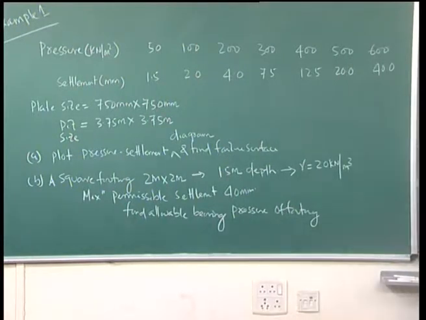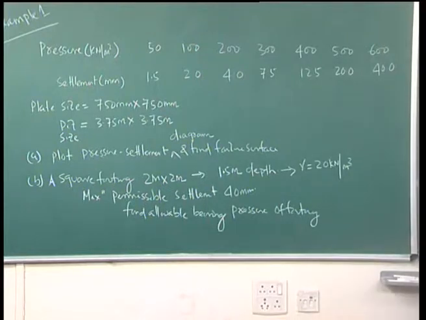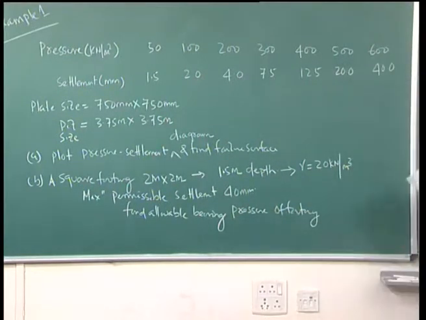Part B, in that particular area a square footing 2 meter by 2 meter has to be constructed and it will be rested at 1.5 meter depth below the ground surface, and that ground gamma value is 20 kilonewton per meter cube, and for maximum permissible settlement of 40 mm for the square footing, find allowable bearing pressure of footing.